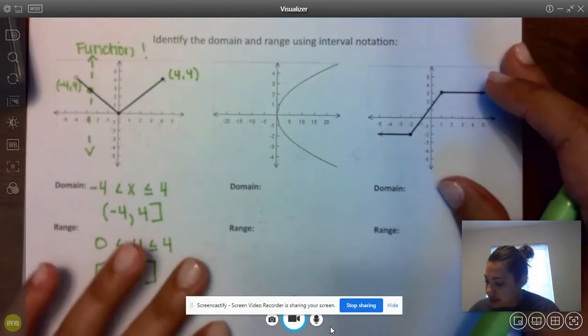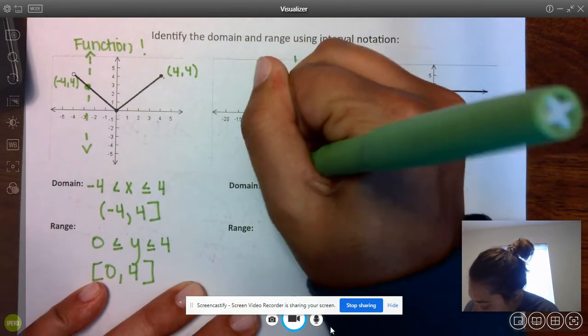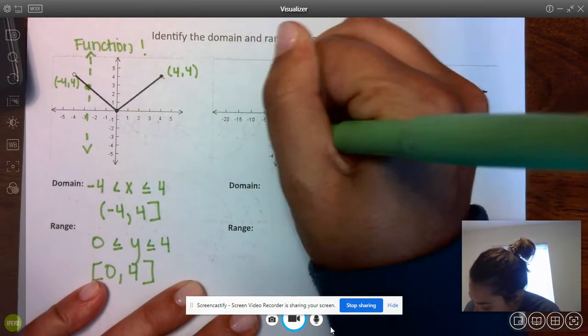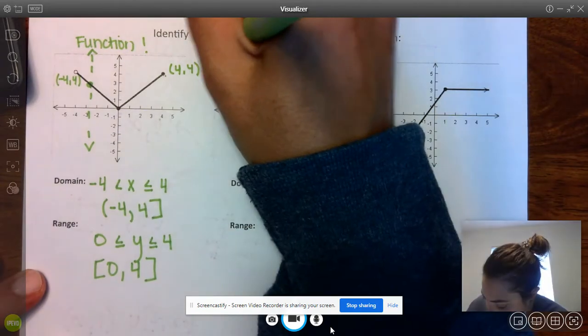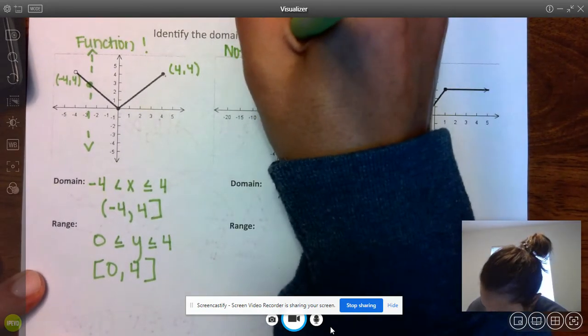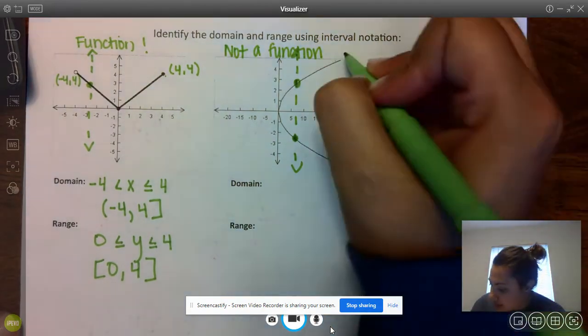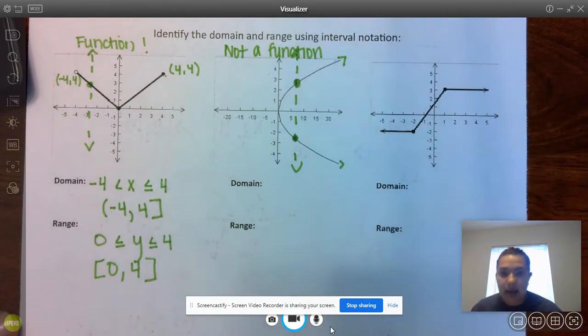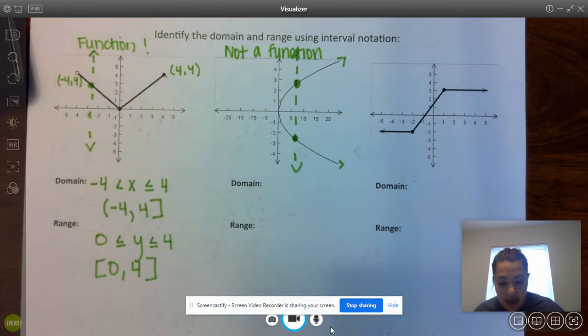Okay, let's take a look at the next one. If we use the vertical line test, notice it crosses the function in 2 spots. So this is actually not a function. We know that this parabola has no ending in sight. We can't really see it, but there are arrows on both ends.